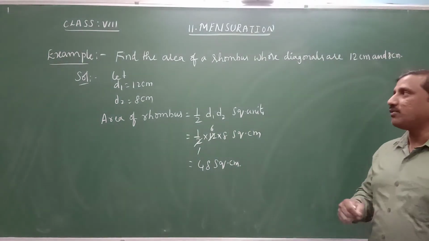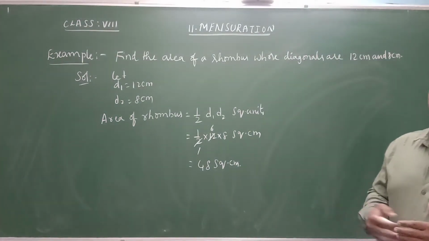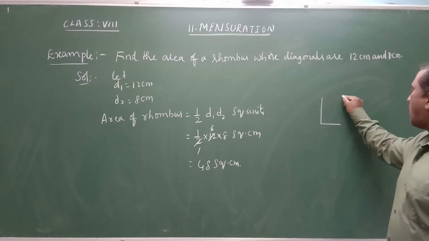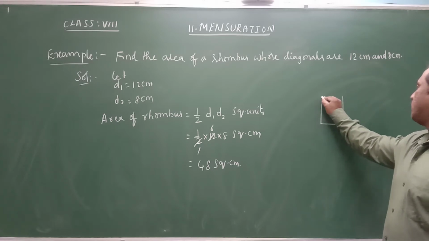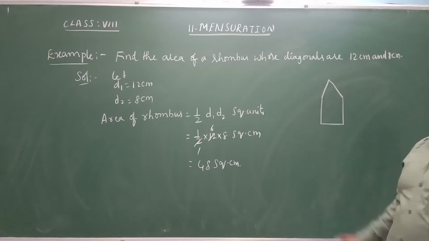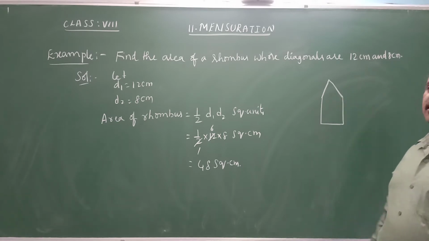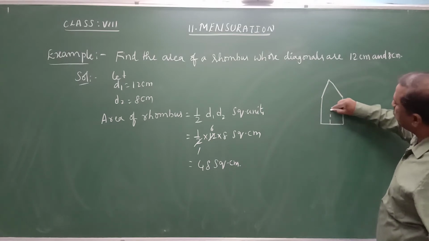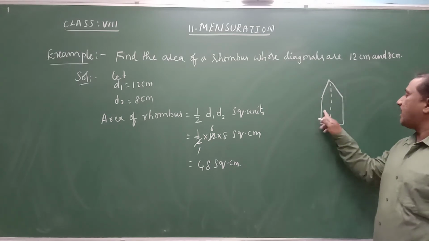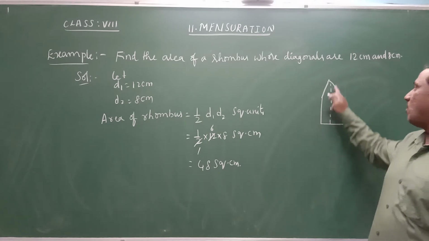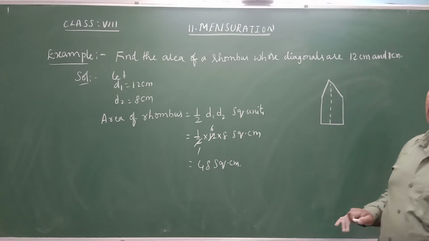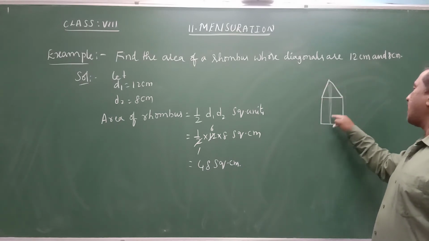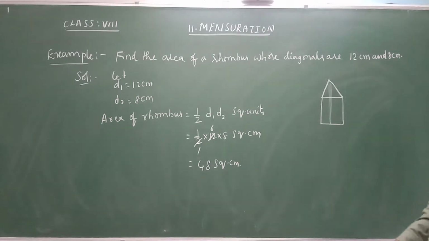Now similarly, if you want to find the area of polygons having more than 4 sides, for example, you take a pentagon. How to find the area of this pentagon? Pentagon means having 5 sides. We can find it by dividing this pentagon into two trapeziums. We can find the area of these two trapeziums. Their sum will give you the area of the given pentagon. Similarly, we can also do it by converting this into one triangle and one rectangle. We can find its area.